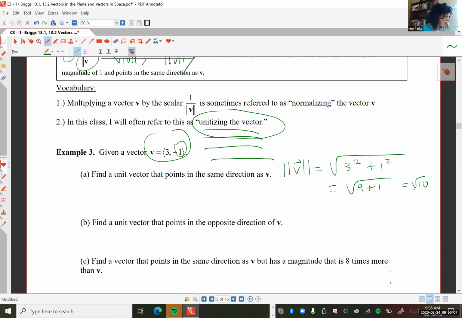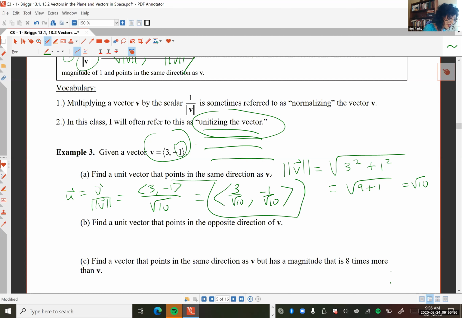So now what? Well, now it's going to be pretty easy to unitize this vector. So we're just finding a vector that's unitized, pointing in the same direction. So you're going to take your original vector and divide it by this scalar, square root of 10. And then please distribute the scalar.